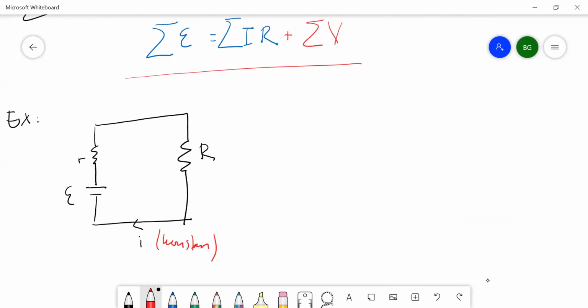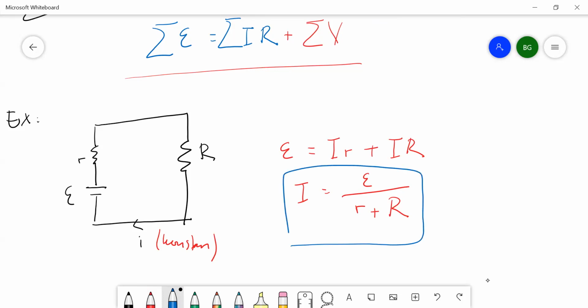So how many epsilon here? Only one. And how many resistors? We have two. So it should be epsilon equals I little r plus I capital R. So the current should be epsilon over R plus little r.